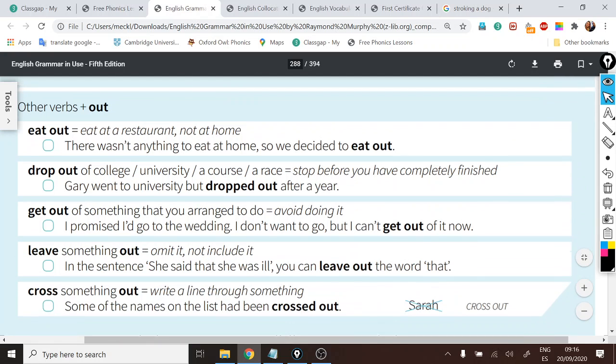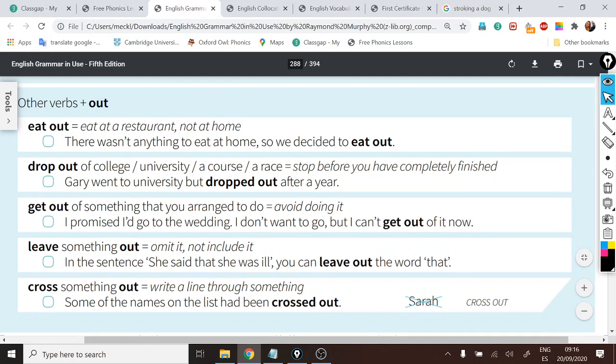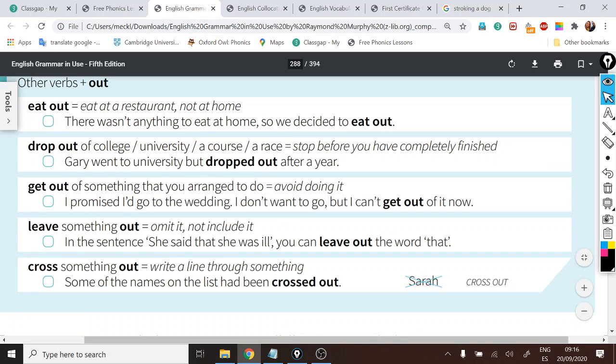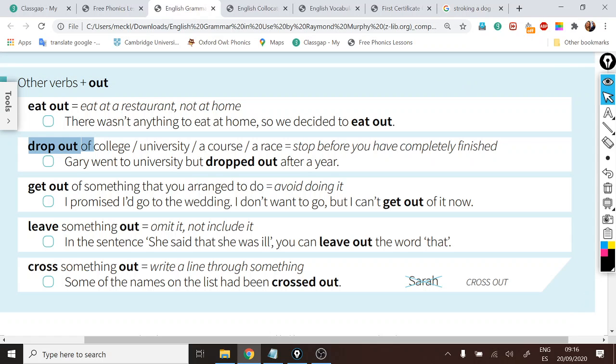Okay? More verbs, now with the preposition out. We have eat out, which means to eat in a restaurant, some place like that. Drop out of means to abandon, usually a course, a school, university, or even a race.